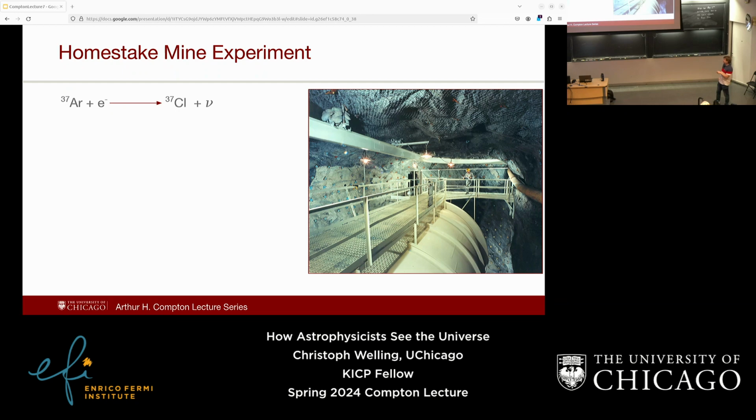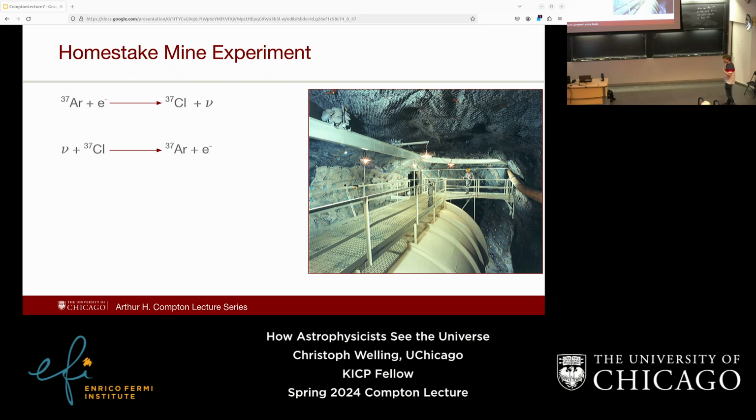Now, the interesting thing about this reaction is that you can reverse it. If you have a bunch of chlorine, and that's why they use cleaning fluid, because that is some carbon chloride compound, and you basically shoot a bunch of neutrinos at it, occasionally this will turn into argon. So now you have a chlorine compound that's liquid, and then you have a tiny amount of argon in there. And this argon, as I said, will occasionally decay.